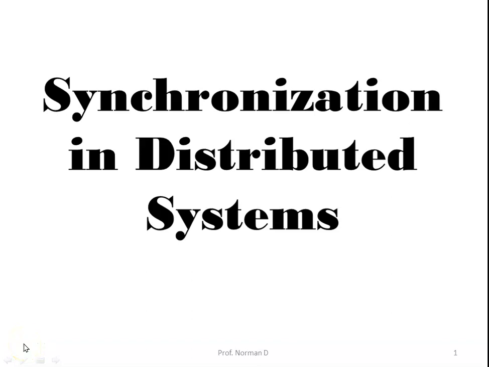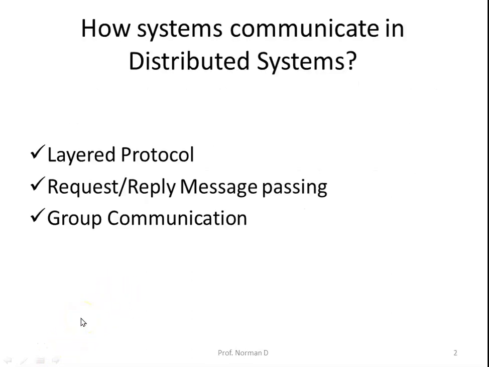In this session, we will discuss synchronization in distributed systems. In the previous session, we discussed how communication takes place in a distributed system. We discussed the OSI layer, the ATM model, that is asynchronous transfer mode. We also discussed the client-server model, that is the request and reply model, and also group communication. So this was regarding communication in distributed systems.